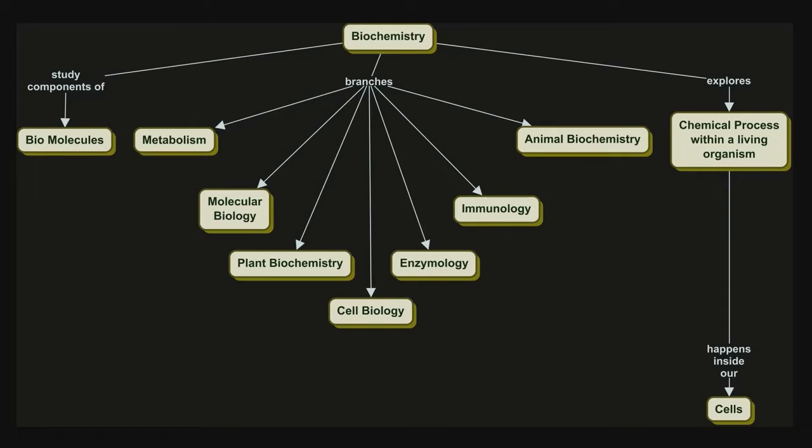So to summarize the first part of the introduction to biochemistry, it is said that biochemistry is the study of the different biomolecules, which I am going to discuss later after this slide. And that there are several branches of biochemistry. One is metabolism, the other one is molecular biology, the other one is plant biochemistry, cell biology, enzymology, immunology, and animal biochemistry. And when we talk about biochemistry, this talks about the different chemical processes within a living organism that happens in the cell or in the cellular level.